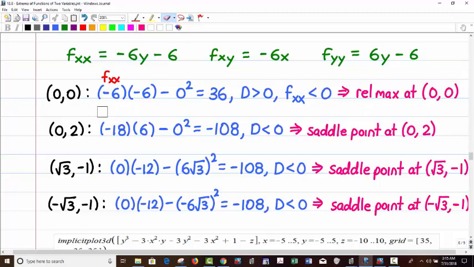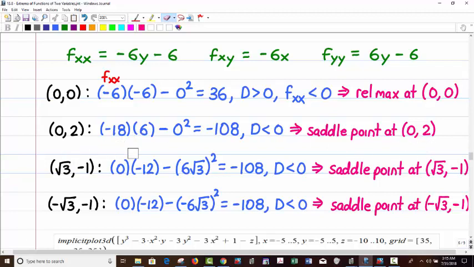The next one, you put in 0 and 2. Putting in 2 for y, you'll get negative 18 for this one. For this one, you put in 2 for y, you'll get 6. And this will be 0 again. So you have negative 18 times 6 minus 0 squared, which is negative 108. But more importantly, it's just negative. D is less than 0, so a saddle point at (0, 2).